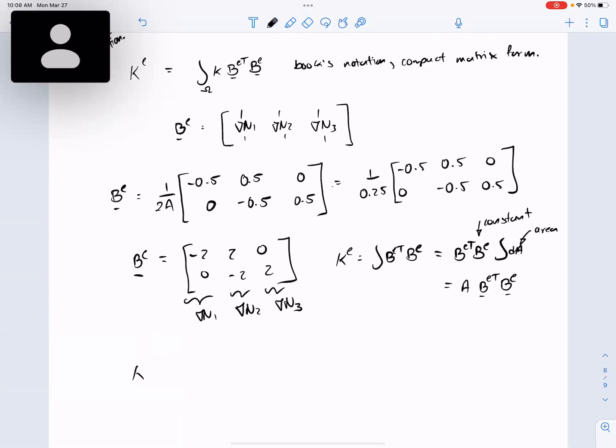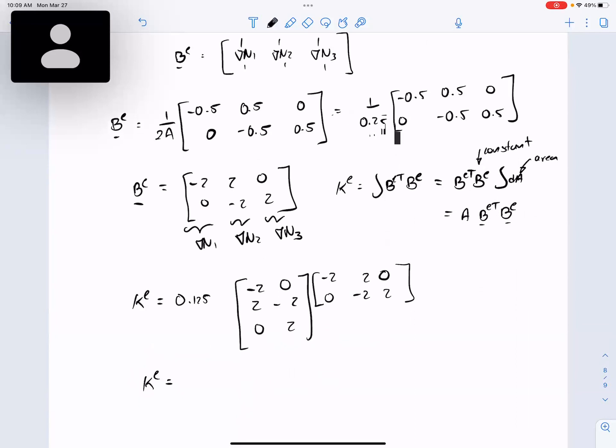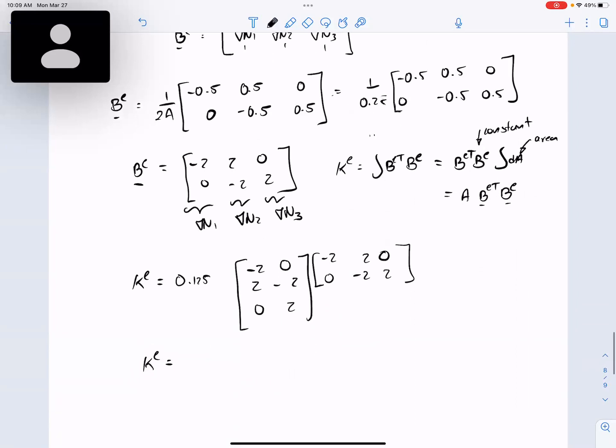Okay, so what is that? So the area, which was 0.125, times B transpose, so -2, 0, 2, minus 2, 0, 2, times -2, 2, 0, 0, -2, 2. You can do all of this with MATLAB or Python. I don't know what this is. So this is a 3 by 3 matrix, and whatever this is.